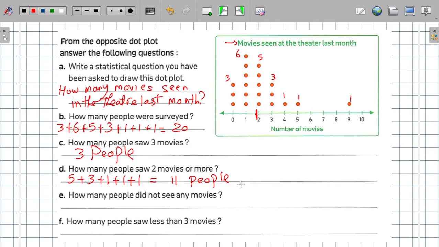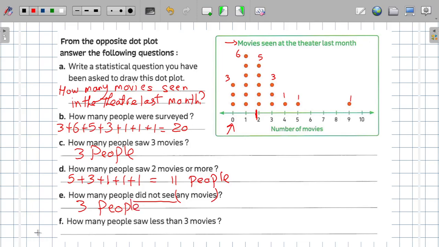Next, I want to ask about how many people did not see any movies. Did not see any movies. I think I will go to the number 0 here. Okay, so 0 movies means that people did not see any movies. So I will say that I have 3 people here who did not see any movies. So I can answer that it will be 3. So I will write 3 people.